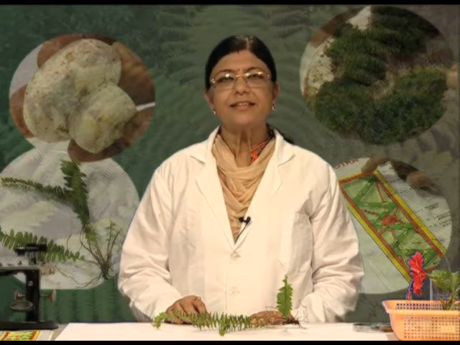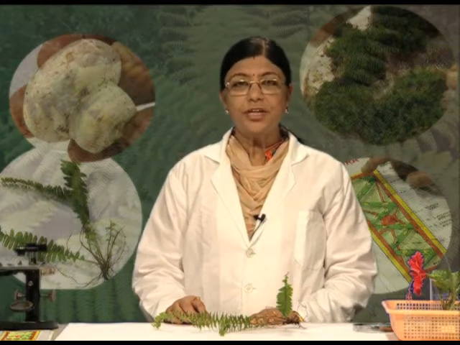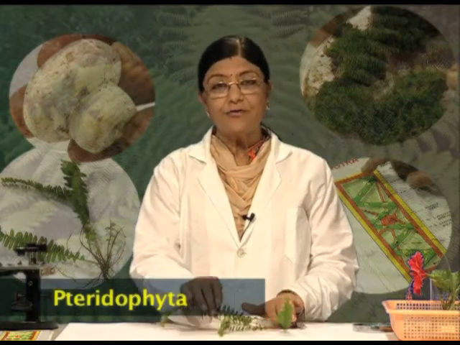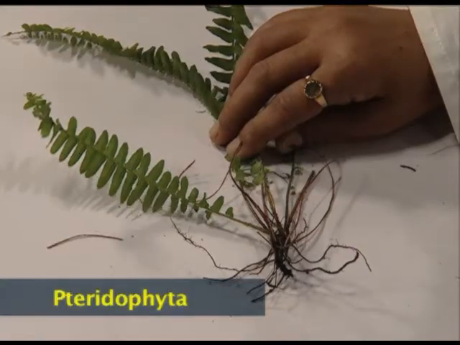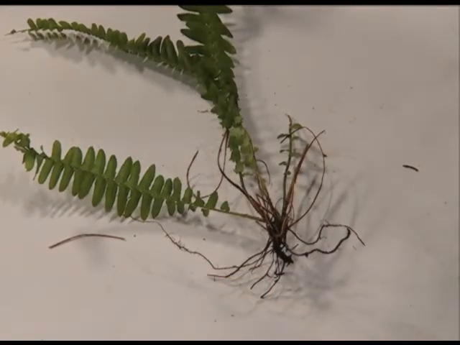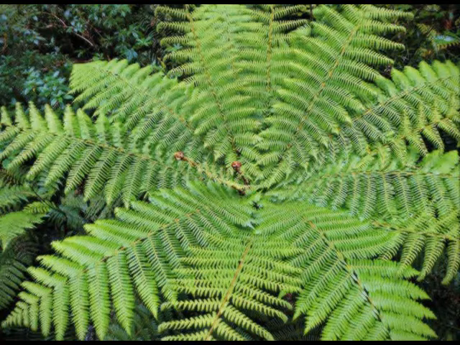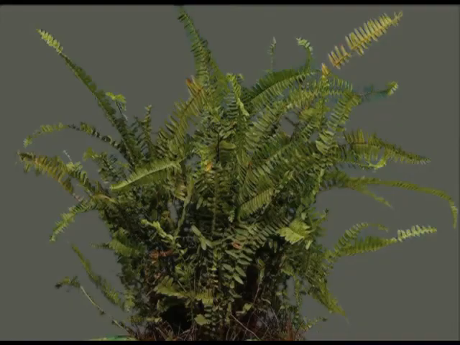Next, let's study the characteristics of the group Pteridophyta. We have taken fern as a representative of this group. The fern plant grows throughout the year in damp and shady places. Here the plant body is differentiated well enough into roots, stems and leaves.